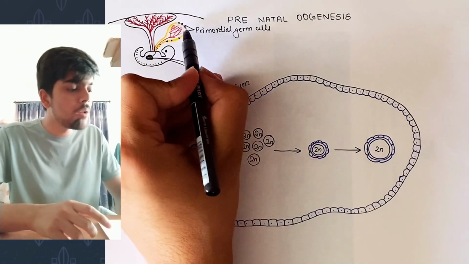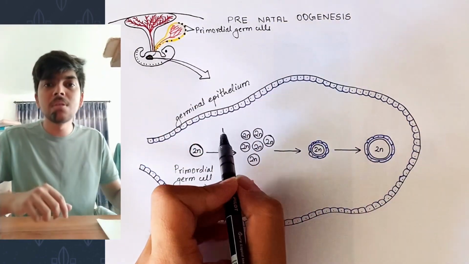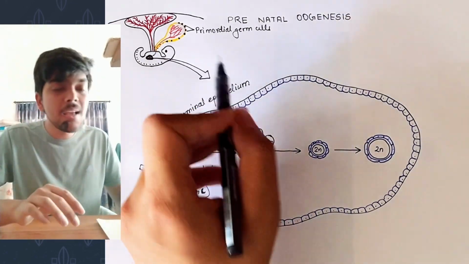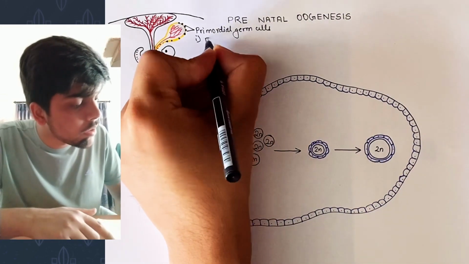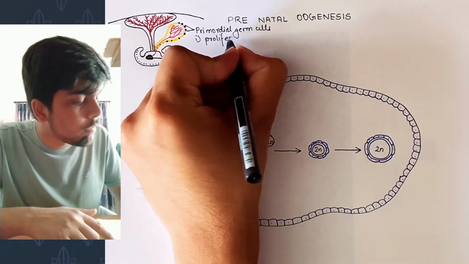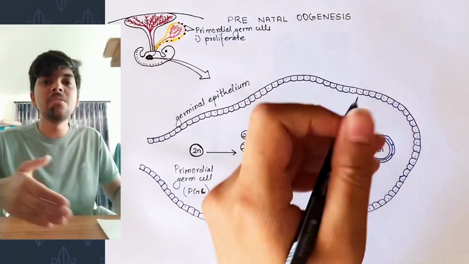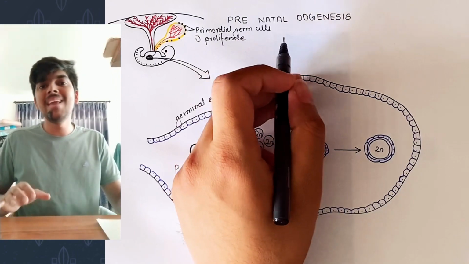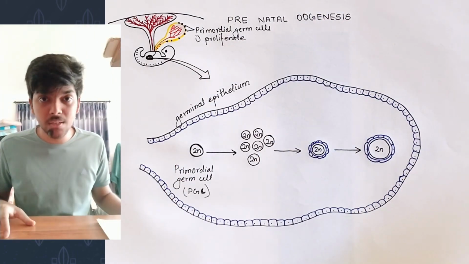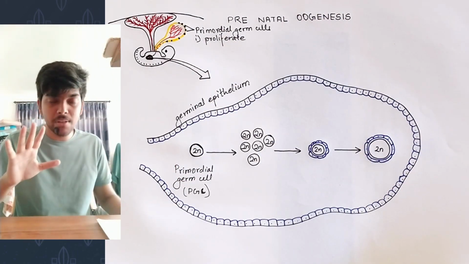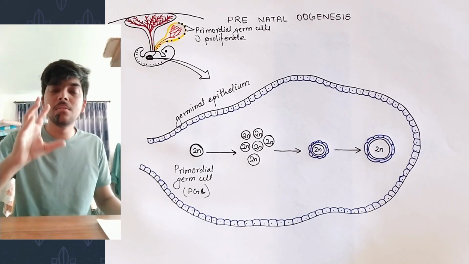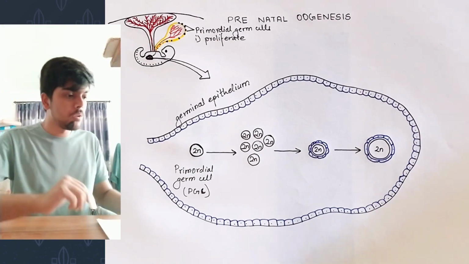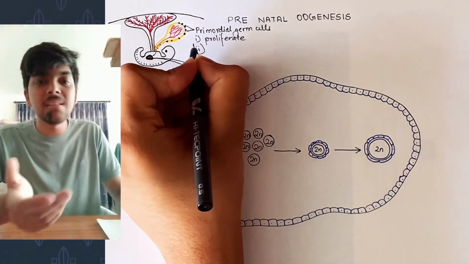Once the primordial germ cells appear on the wall of the yolk sac of the female fetus during the fourth week of fetal development, they, number one, proliferate. Proliferation refers to increasing its number. Basically, primordial germ cells increase their number by mitosis. Meiosis is not gonna take place right now. The number of chromosome and the amount of genetic matter remains the same.